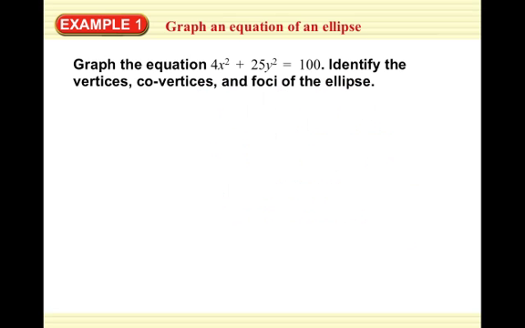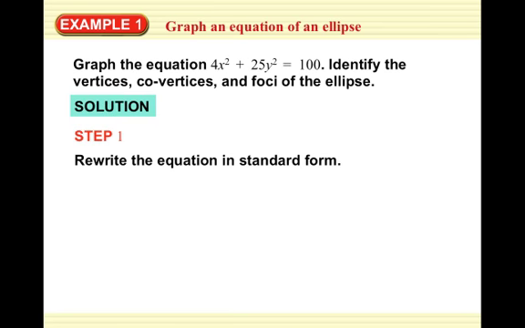Okay. We're going to graph the equation 4x squared plus 25y squared equals 100. We're going to identify the vertices, co-vertices, and foci of the ellipse out to the side. So when we go to graph, we're just going to label the critical points based on the role they play because we have their coordinates over to the side. All right, so recopy the original problem, the original equation.